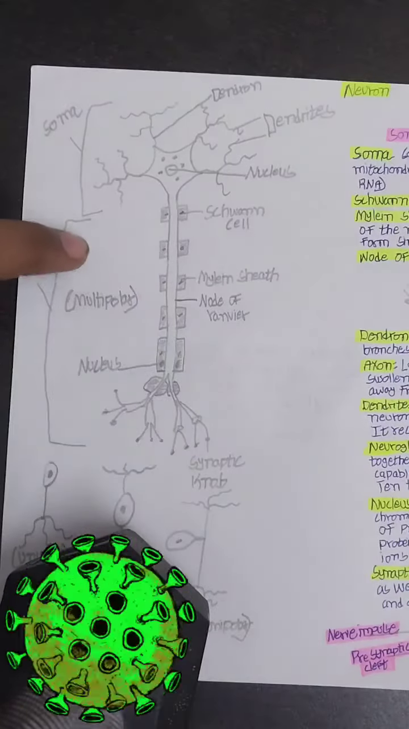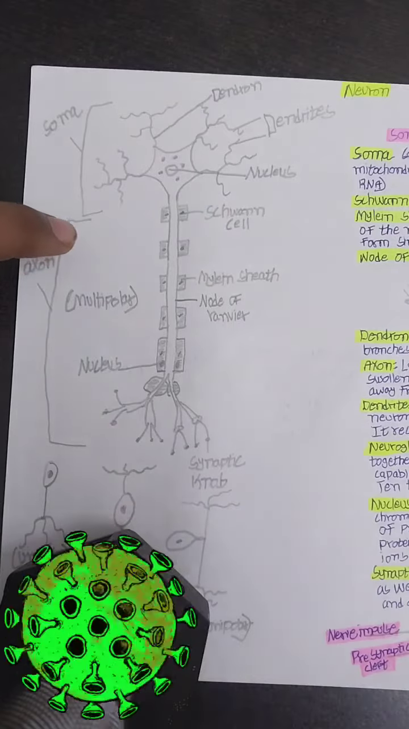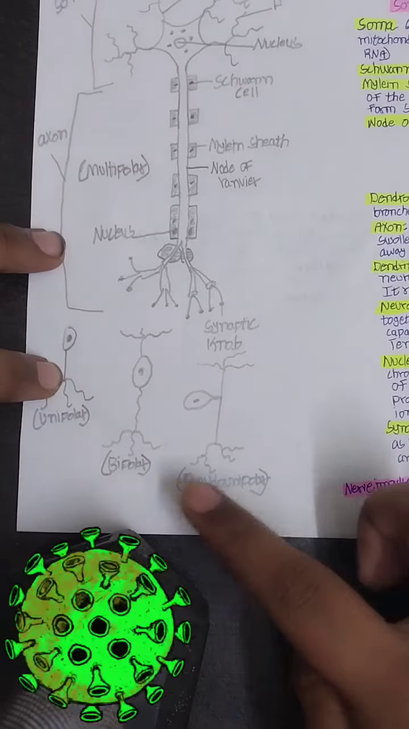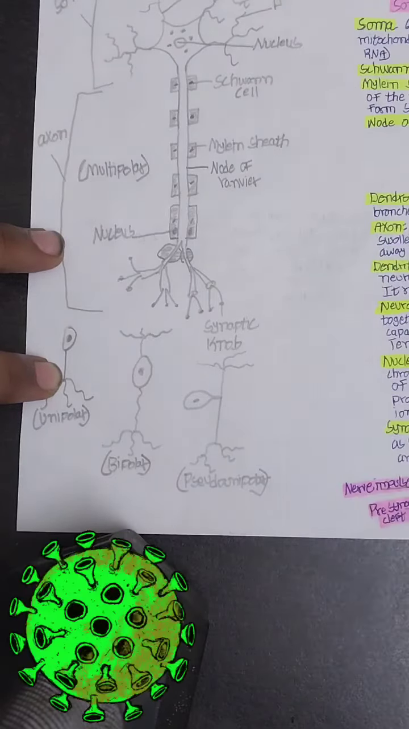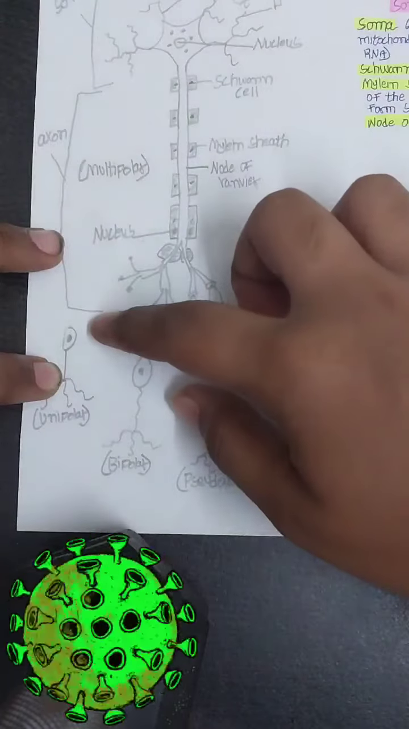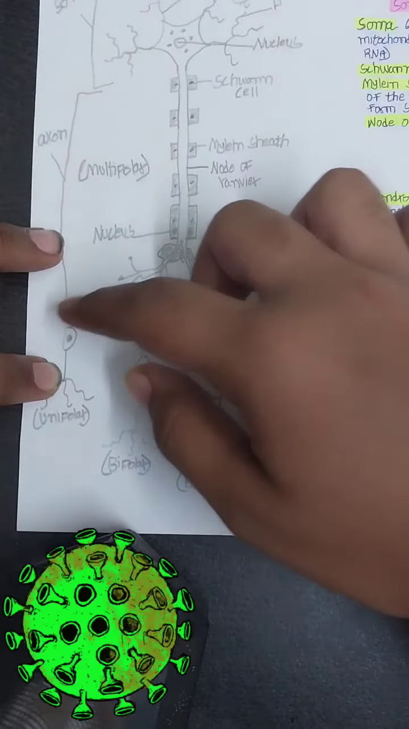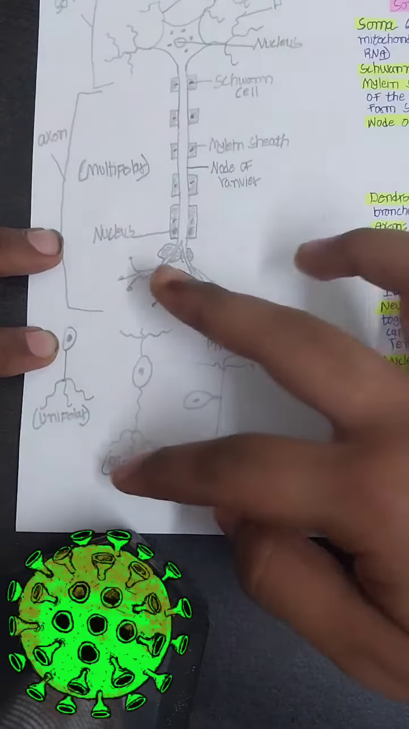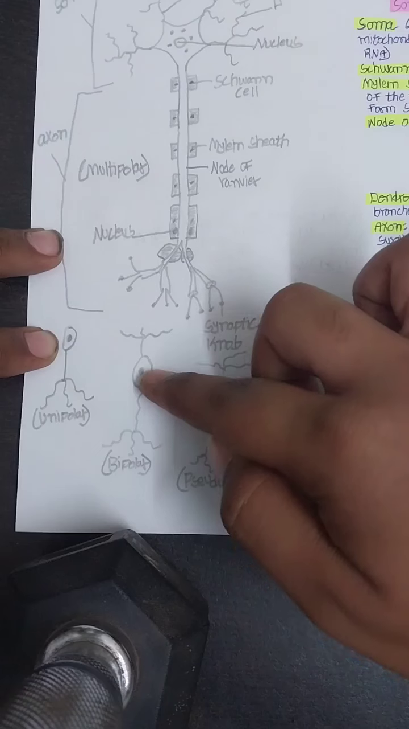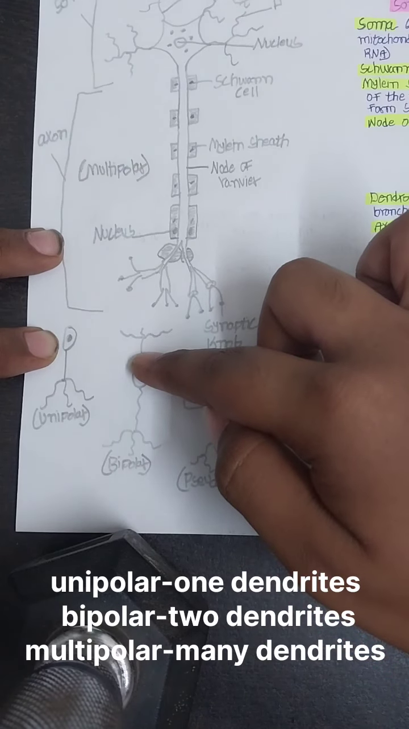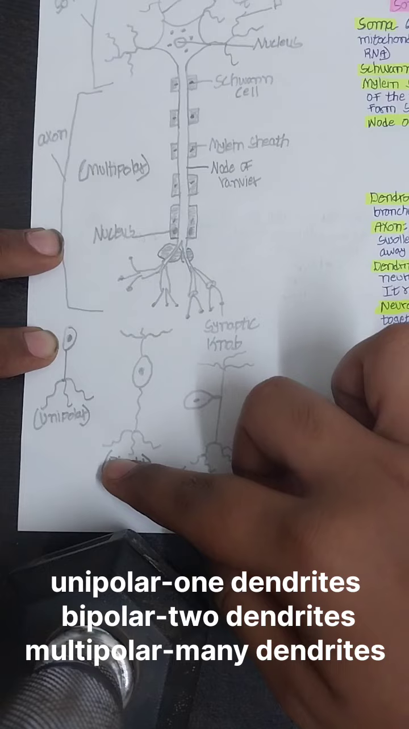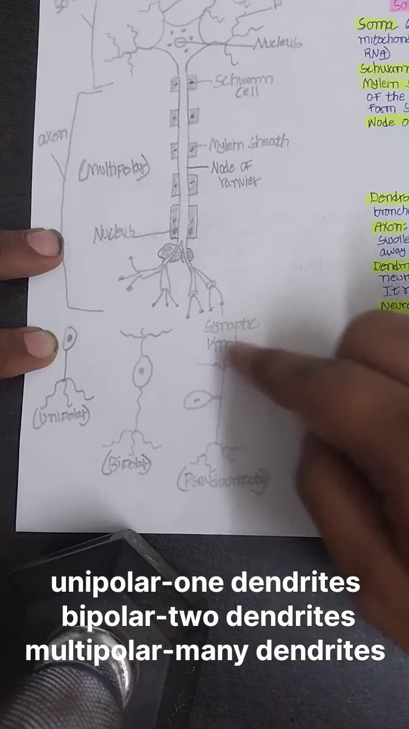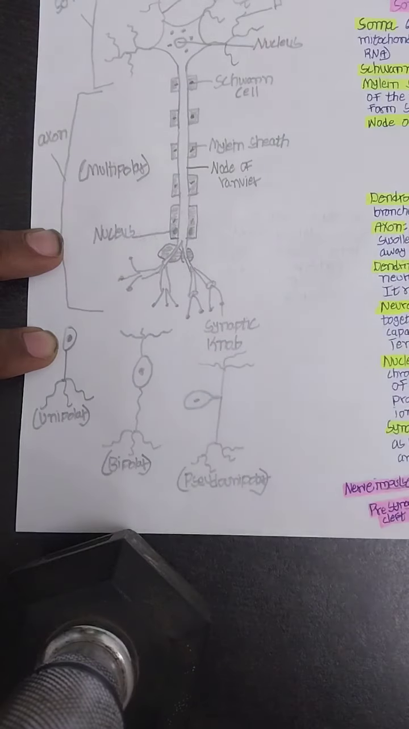This is the example of a multipolar type of neuron. The other three types are unipolar, bipolar, and pseudo-unipolar. In unipolar, it has one cell body or soma, and here it has dendrites. Here it has two side dendrites and in the center there is a soma. That is bipolar, two poles, and here it is pseudo-unipolar. So this is the basic structure of pseudo-unipolar types of neurons.